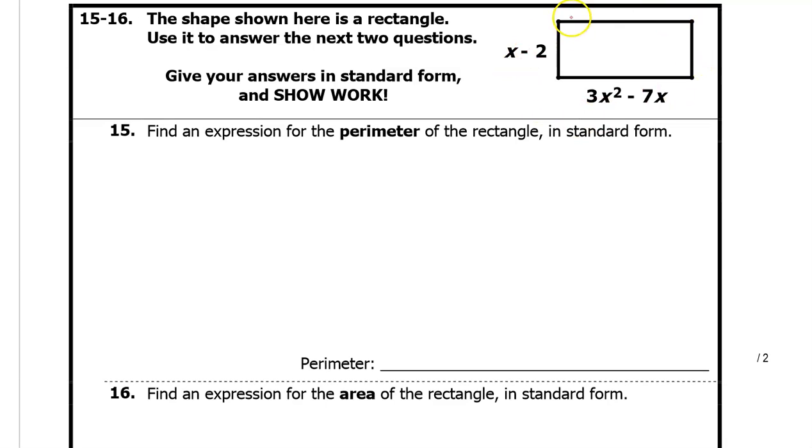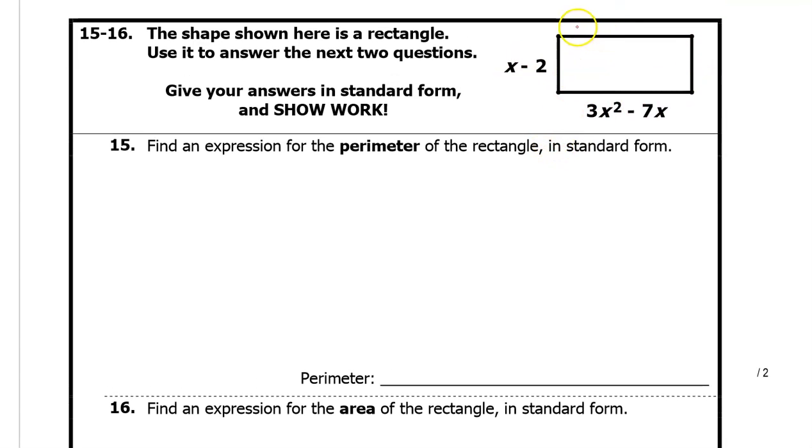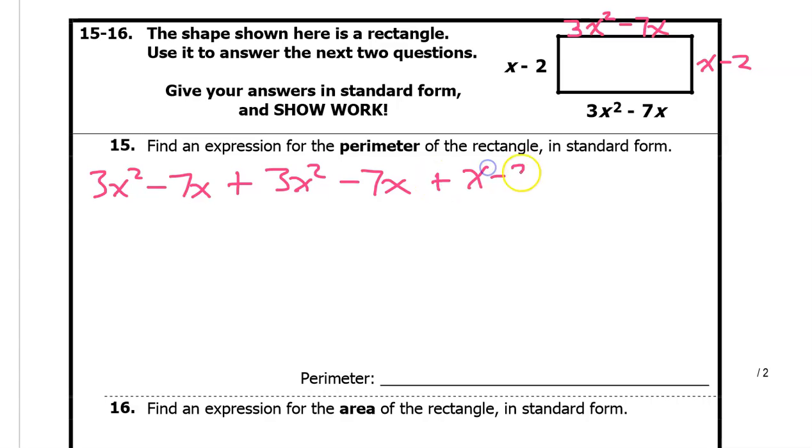The perimeter of the rectangle is just the sum of all the sides. So, of course, this side right here, this length, is also 3x squared minus 7x, all right? These two sides are the same. And this height on the right is x minus 2, just like it is on the left. So the perimeter will be the sum of all of these. So it will be 3x squared minus 7x plus 3x squared minus 7x, all right? That's those two. And then now the heights, it'll be plus x minus 2 plus x minus 2. All right, I'm adding up all four sides. So it's just a matter of combining like terms.